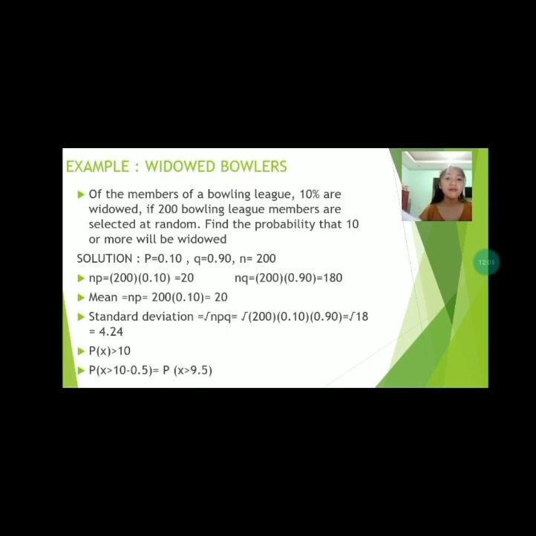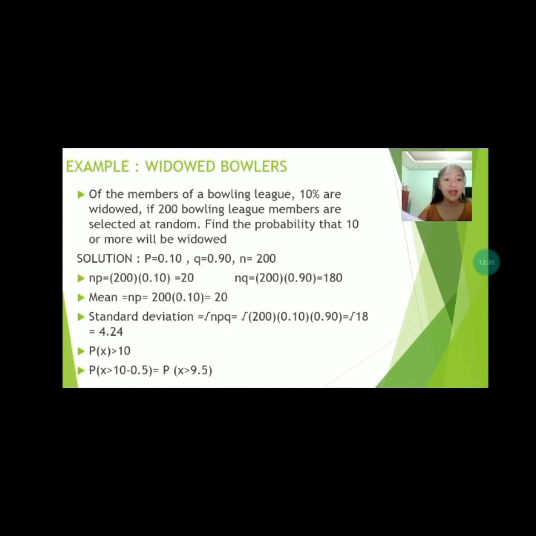To get the mean, we multiply N times P, which is 200 times 0.10, equals 20. To get the standard deviation, it is just the square root of N times P times Q. So 200 times 0.10 times 0.90 is 18, and the square root of 18 is 4.24. So what we are looking for is the probability that 10 or more will be widowed.